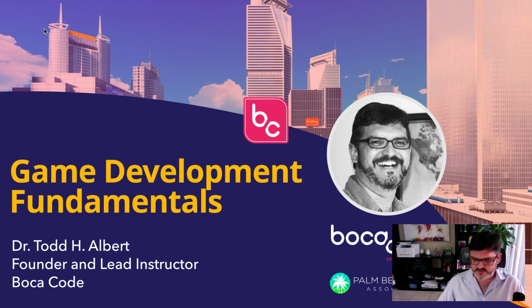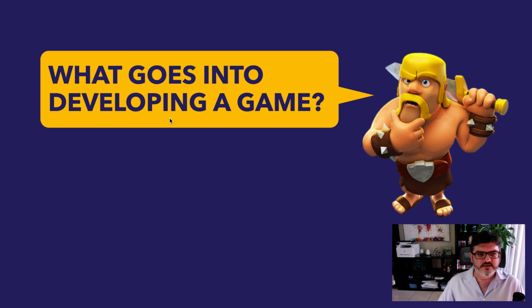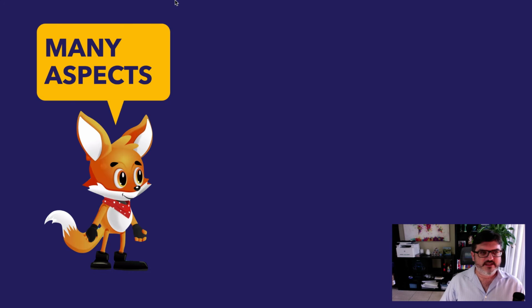Pop myself on here and start us up. So we're going to be talking about fundamentals of game development today, which really boils down to, what goes into developing a game, right? So let's break it down. The answer is lots of stuff, right? There's many aspects that go into a game. So there's the story, and this is kind of an overview of what I'm going to be speaking about today. So I'm not going to go into any of these in depth now. I'm going to get into those coming up.